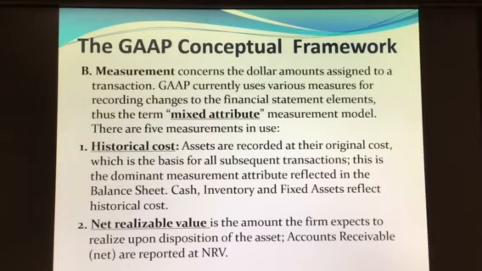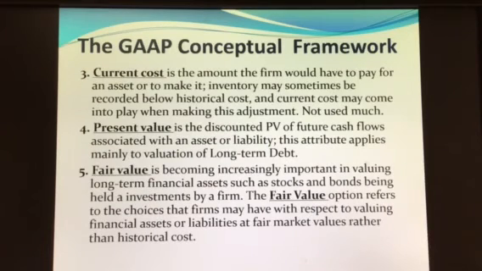Net realizable value is the amount the firm expects to realize upon disposition of the asset. Accounts receivable are reported at net realizable value. In other words, that net accounts receivable, gross accounts receivable less the allowance for doubtful accounts, that net amount represents what we actually expect to collect in cash from our customers. Current cost is the amount the firm would have to pay for an asset if they were to buy it currently or to make it.